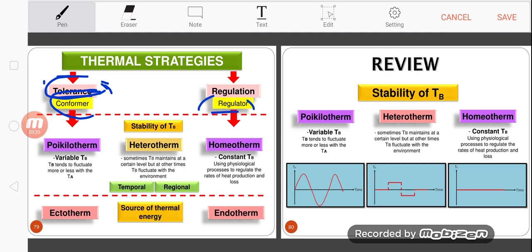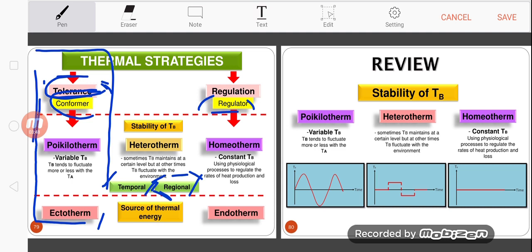Alright, heterotherm: sometimes body temperature is maintained at a certain level, but sometimes it can fluctuate. The fluctuation can be temporal, in terms of time, or regional, in terms of place or space. Alright, sources of energy, ectotherm. So there is logic in this pathway here. The source of energy for a poikilotherm is ectothermic, and vice versa.